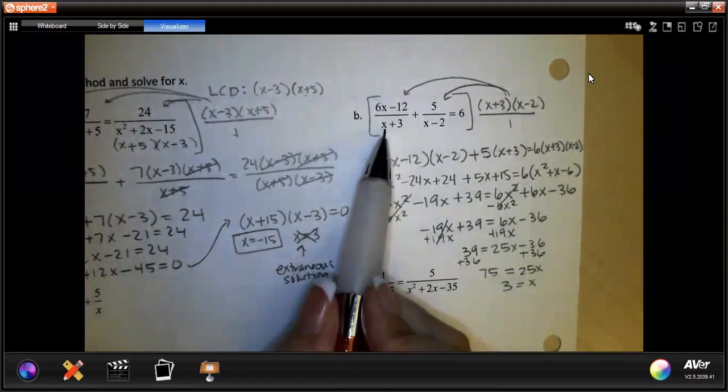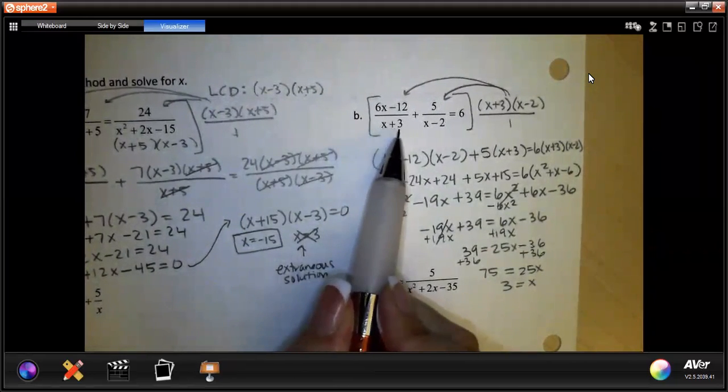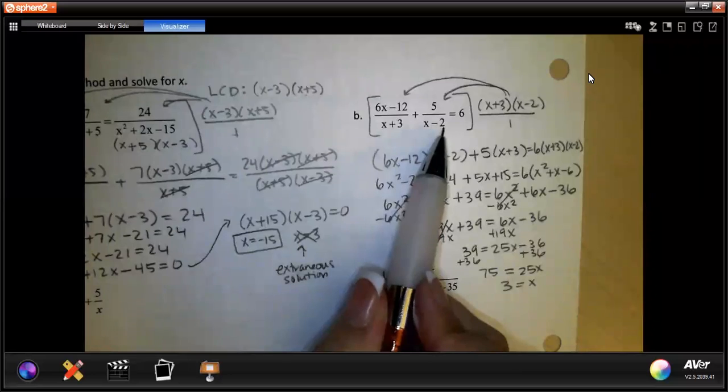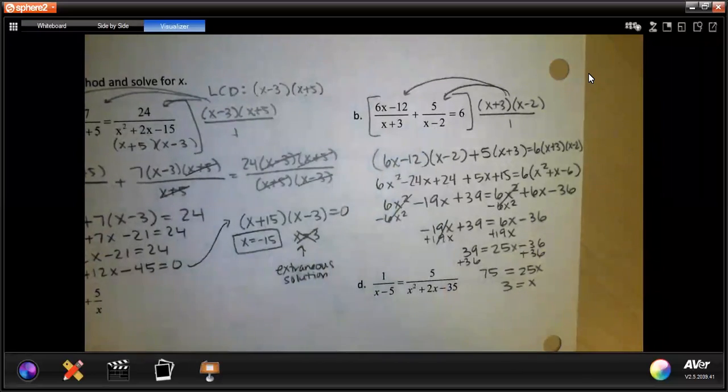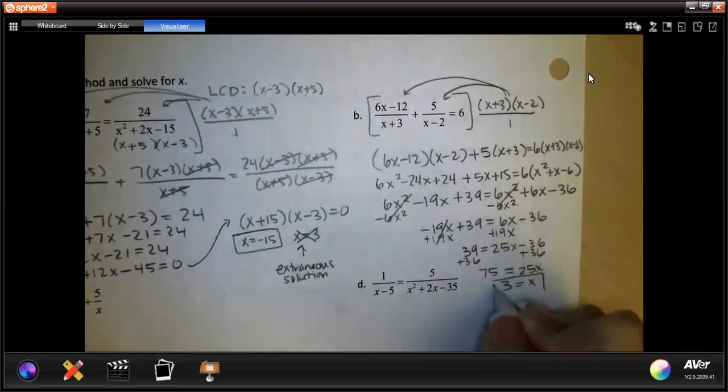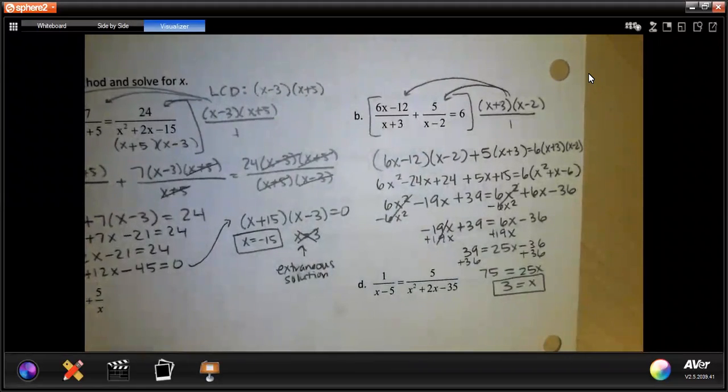When I check my 3 here, 3 plus 3 would be 6, and 3 minus 2 would be positive 1. So this is not part of my restrictions. These are solutions, so this would be my answer. 3 is equal to x.